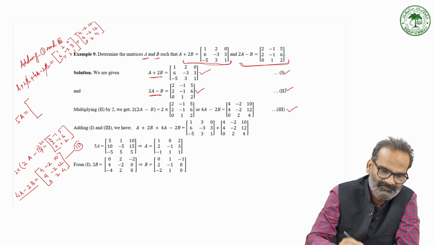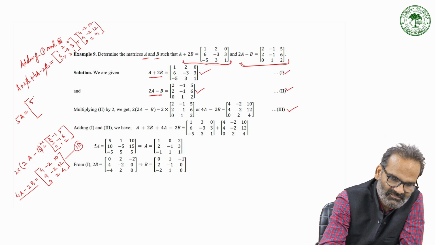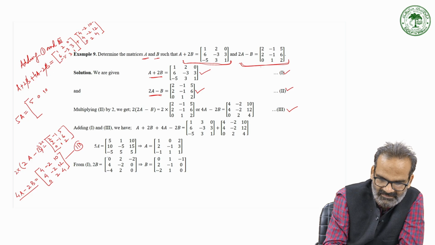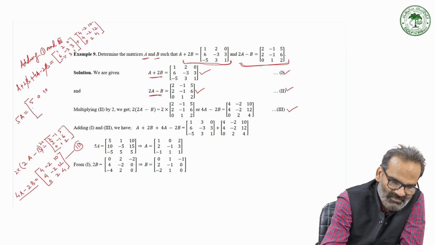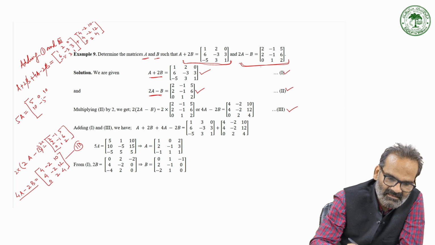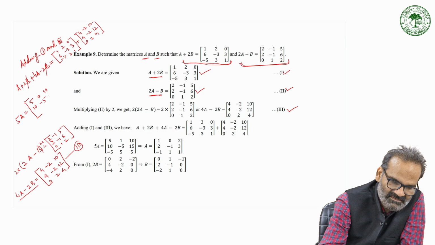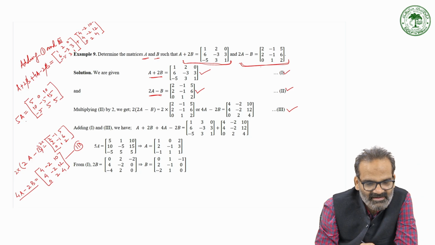What will you get? 1 plus 4 is 5. 2 minus 2 is 0. 0 plus 10 is 10, right? See this, 6 plus 4 is 10. Minus 3 minus 2 is minus 5. 3 plus 12 is 15. Minus 5 minus 0 is minus 5. 3 plus 2 is 5. 1 plus 4 is 5, right? So 5A is equal to this.